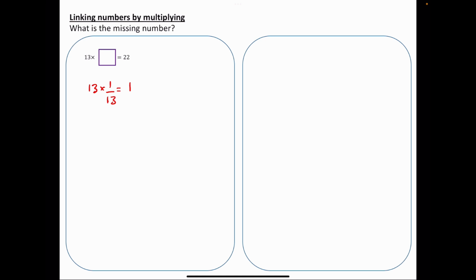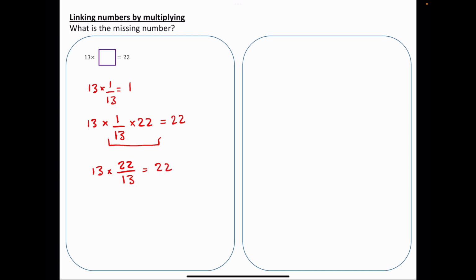What do I times by 1 to get 22? Well, I just times by 22. So 13 times 1/13 gives me 1. But if I times that by 22, I get 22. So this part here in the middle is the missing number, and we just have to group those two together to find out what it is. So 13 lots of 22, or 22 lots of 13, gives you 22/13. So that is what my missing number is to get to 22.